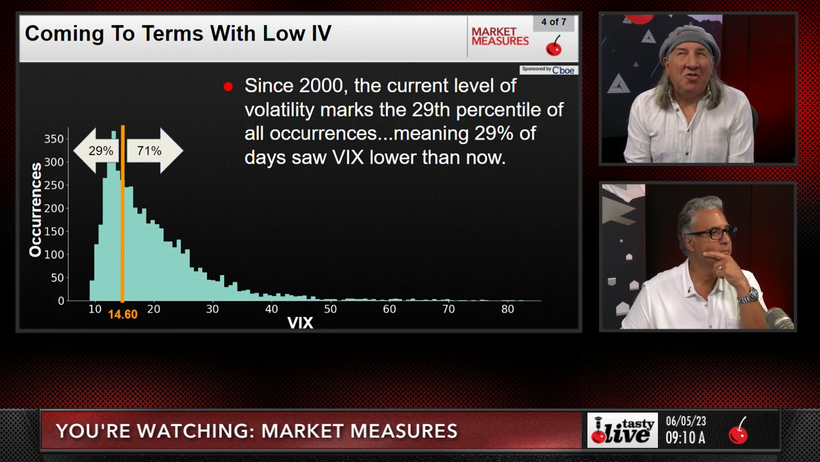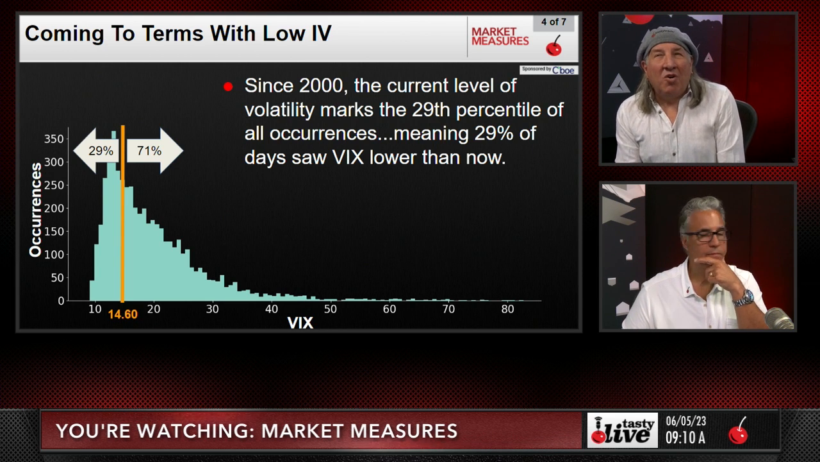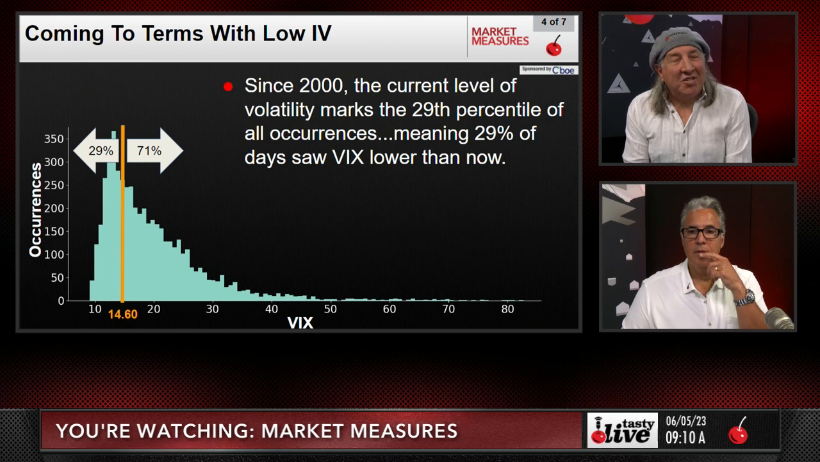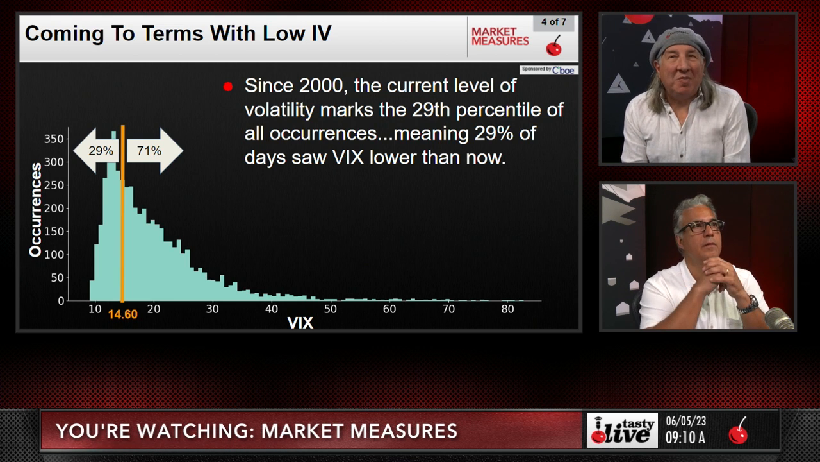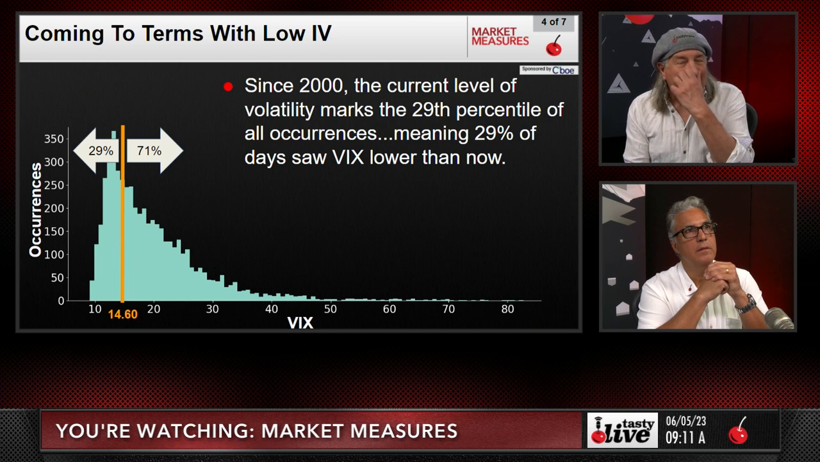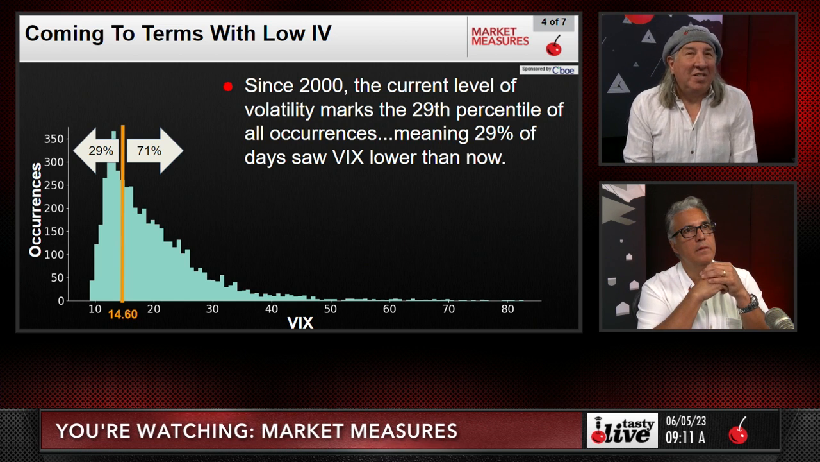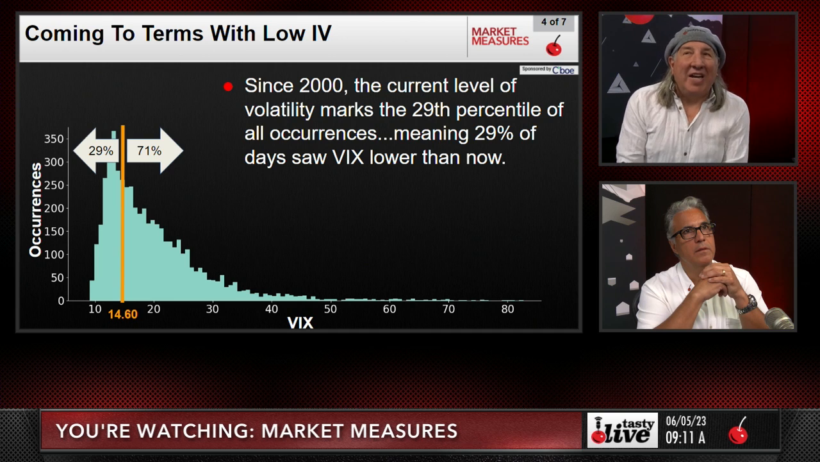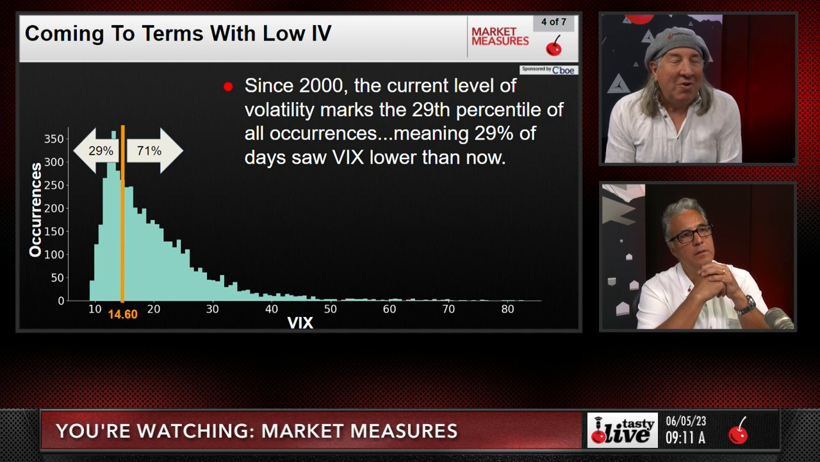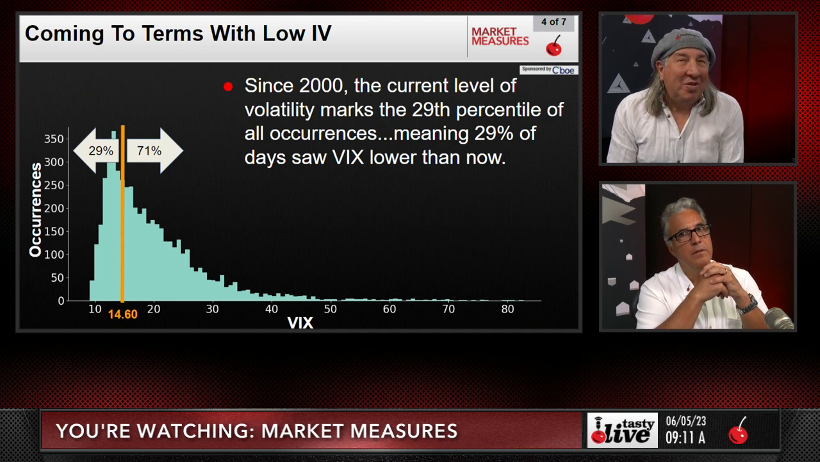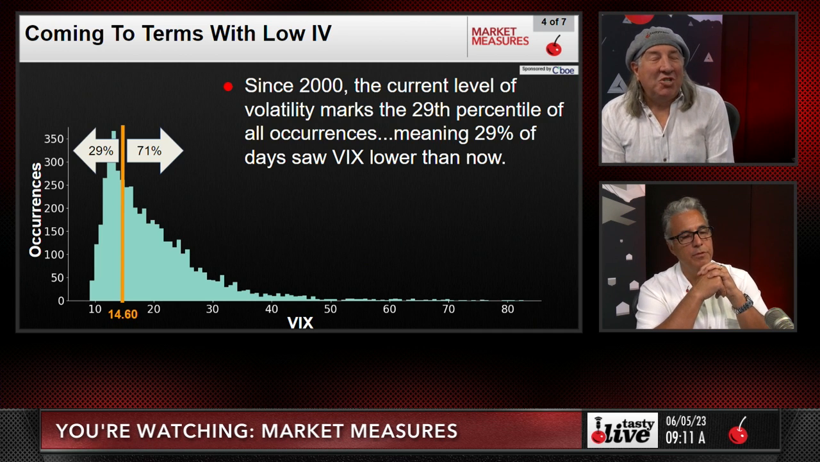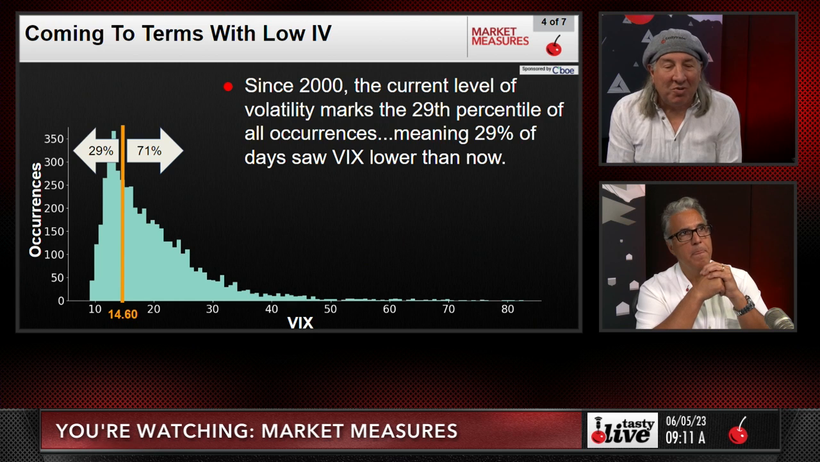So since 2000, the current level of volatility marks the 29th percentile of all occurrences, meaning that 29% of the days saw the VIX lower than now, which again, that's since 2000. And we went through some really stagnant lull periods since 2000, where volatility didn't move. But we just want to give you a little bit of a longer term perspective here.